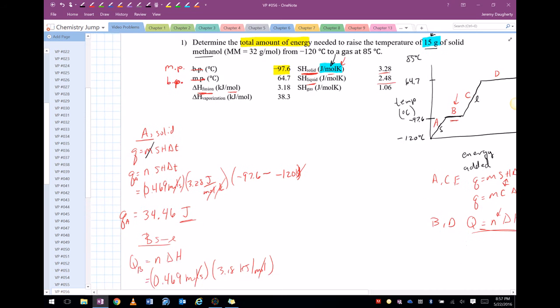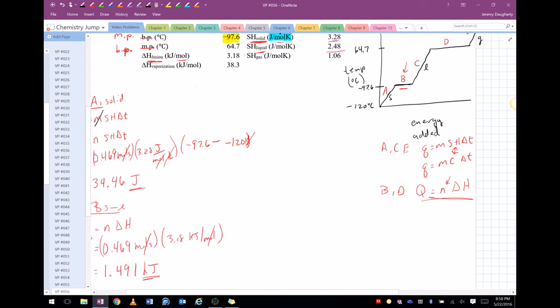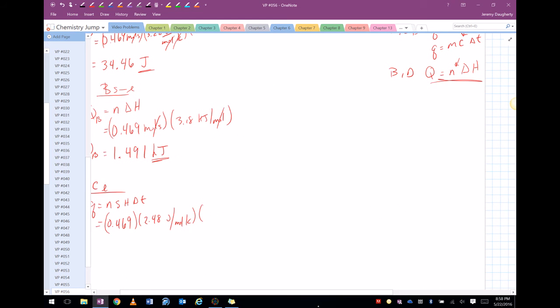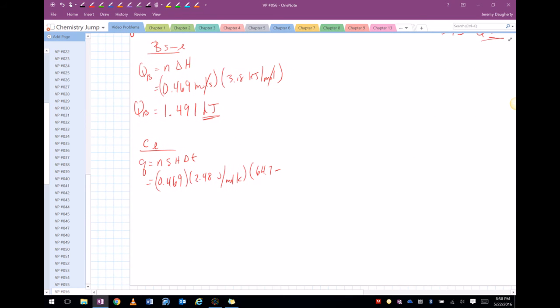This one's 2.48. So that's 2.48, and that's joules per mole Kelvin. Again, that's a weird unit. We usually don't see it in joules per mole Kelvin. It's usually joules per gram. And then the delta T is what? Final, which is 64.7, minus initial, which is negative 97.6. So, all right, let's calculate that out.